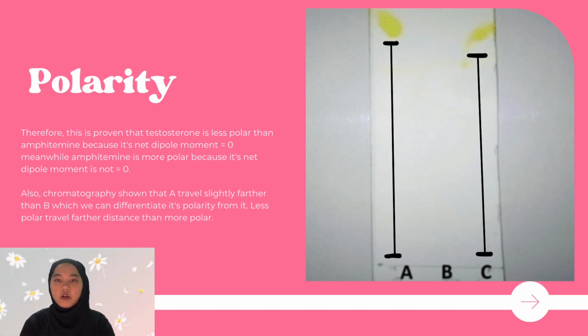Polarity. Therefore, this proves that testosterone is less polar than amphetamine because its net dipole moment equals 0. Meanwhile, amphetamine is more polar because its net dipole moment is not equal to 0. Also, the chromatography showed that A travels slightly farther than B, from which we can differentiate its polarity. Less polar compounds travel a farther distance than more polar ones.